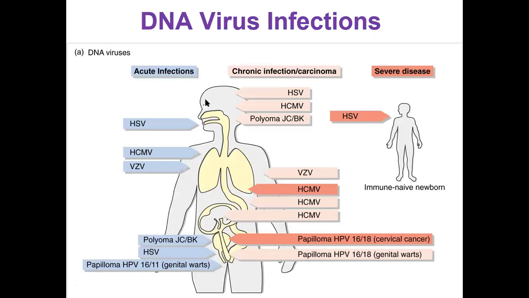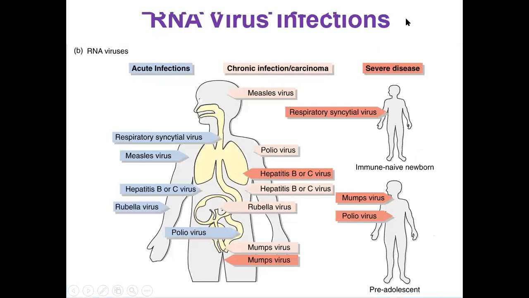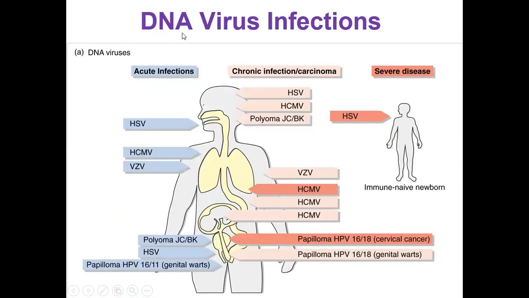There are viruses whose genome is DNA. We call them DNA virus infections. These DNA viruses can cause acute infections such as HSV, HCMV, VZV, polyoma, and papilloma, or they can cause chronic infections or cancers called carcinoma.